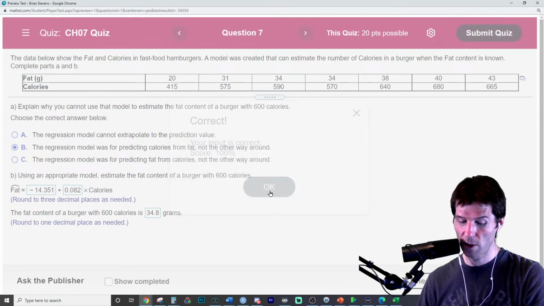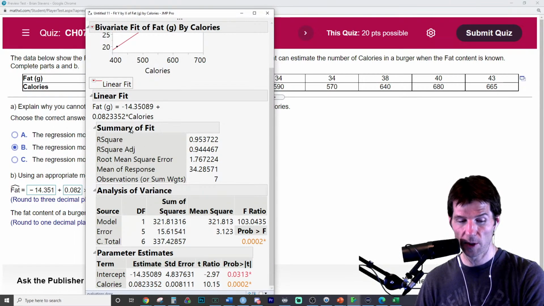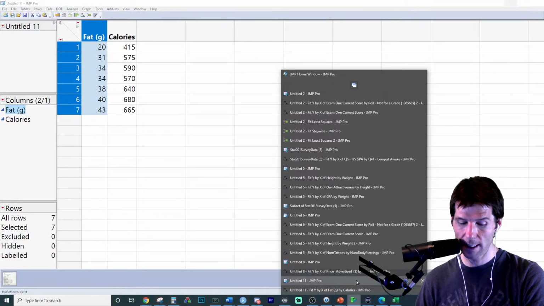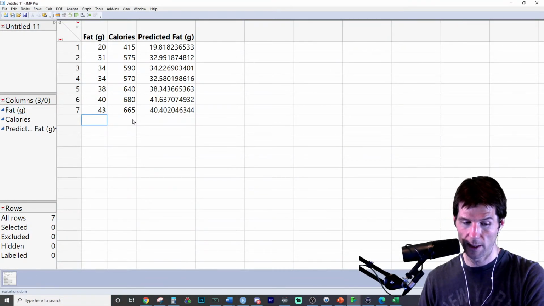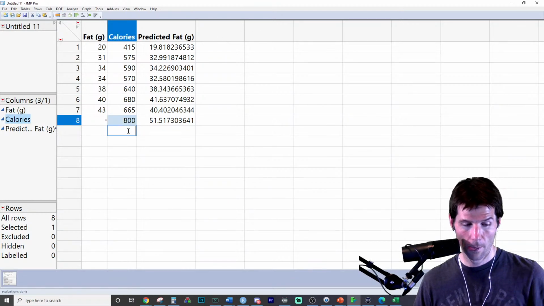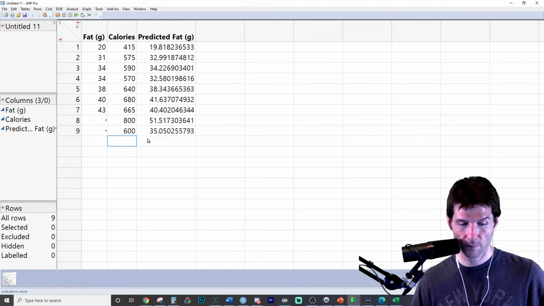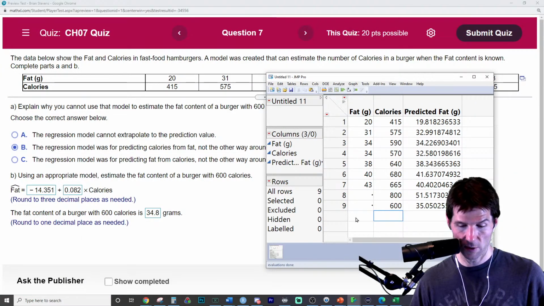So what's interesting is we could have used JMP to solve this. And I would not suggest it, because on MyPearson you can actually save the predicteds. Then you can go back into your file and put in a value of calories, and it'll give you the predicted value, that's predicted fat, 51.5. Wait, it said 600, did it? I think it said 600, right? How many was that? 600.